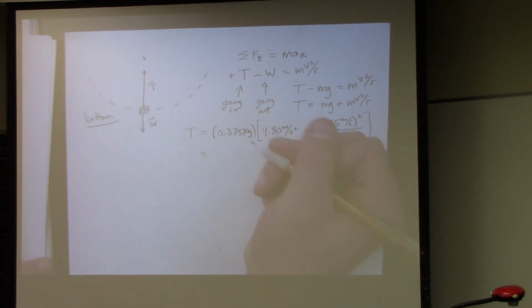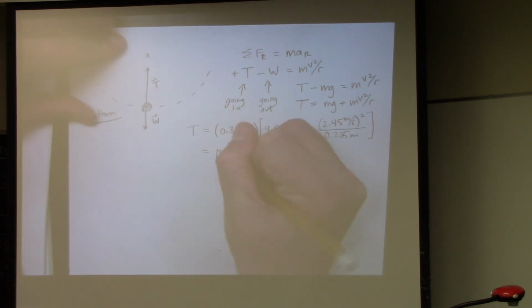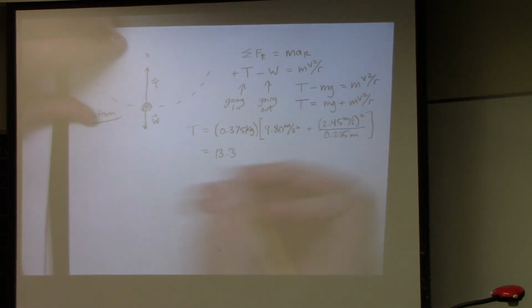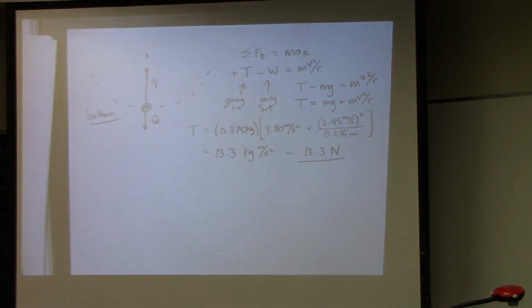So I converted everything to SI units so that the tension is going to come out in the right unit. Let's take a look at what we're getting here. If you do this calculation, you should be getting 13.3. The units are kilograms meters per second squared, which is the same as a newton. So we can say this is 13.3 newtons. That's the tension at the bottom of the swing.